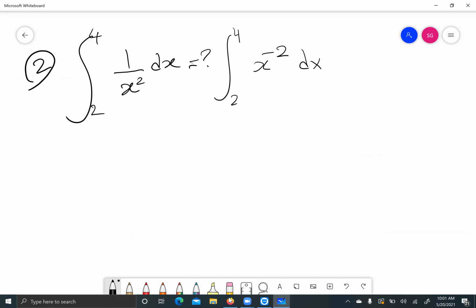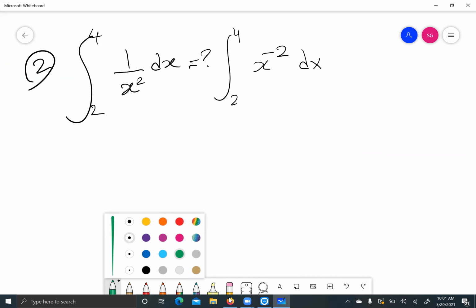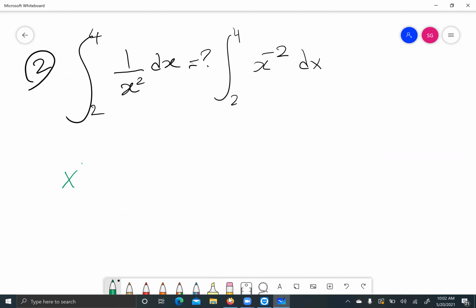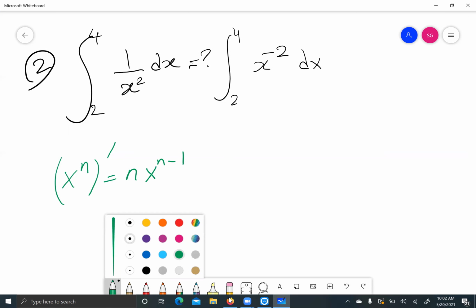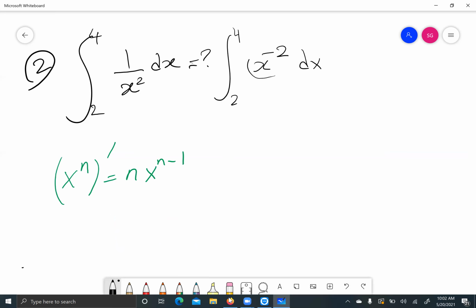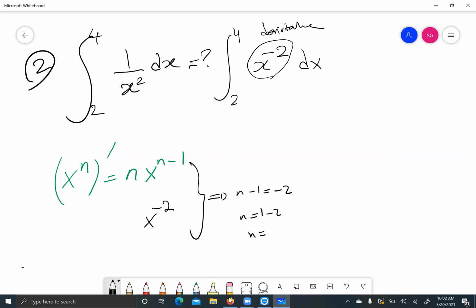Now, because this is a power function, let me recall the derivative rule for power functions. If you have x to the power of n, the derivative is n times x to the n minus 1. The idea is that this is the derivative function, and I'm looking for the antiderivative. So if the derivative is x to the negative 2, then n minus 1 is negative 2, so n must be negative 1. So here I should have x to the negative 1, right?